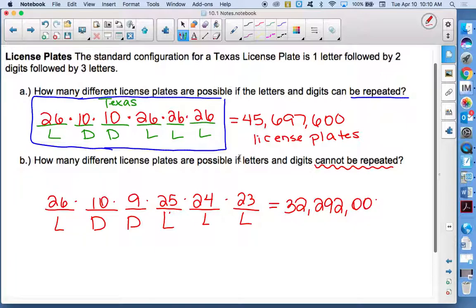32,292,000. And it's just 0, 0, 0 plus 0. So you can see the difference: taking away that repeated option takes us down to 32 million. So we lost like 13 million options-ish.